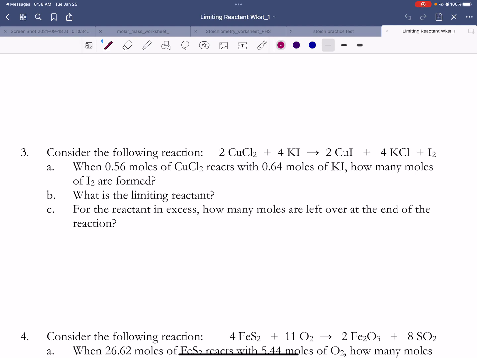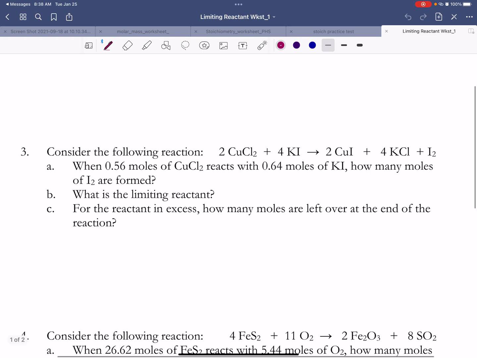Here we're going to do number 3. Consider the following reaction. Copper chloride reacts with potassium iodide to produce copper iodide and potassium chloride and iodine gas. So question A, when 0.56 moles of copper chloride react with 0.64 moles of potassium iodide, how many moles of iodine gas are produced or formed?